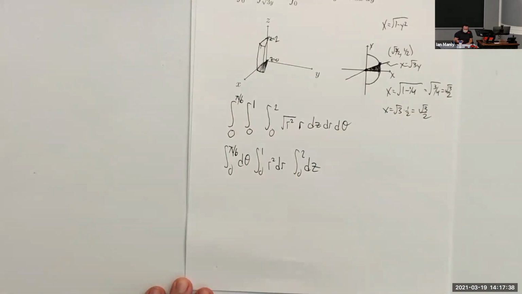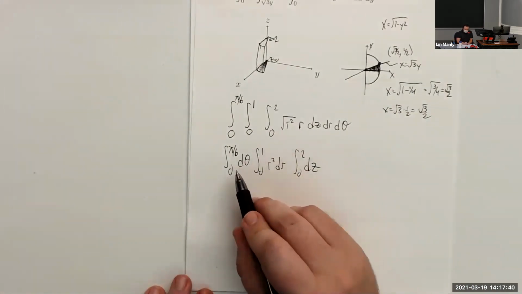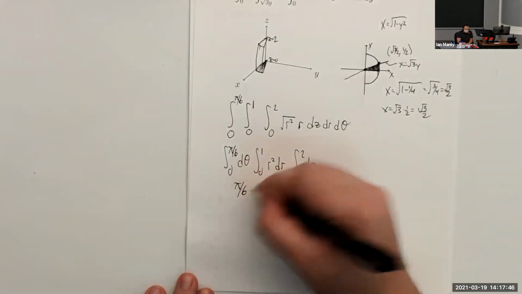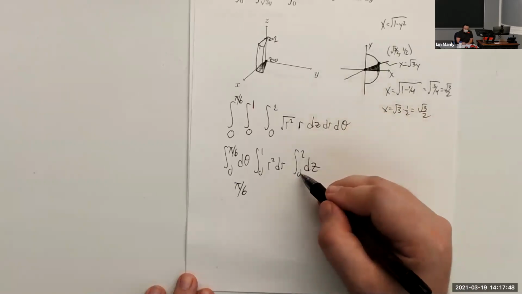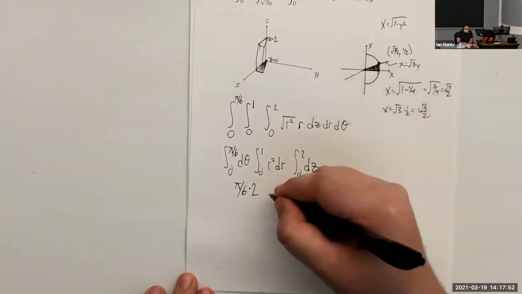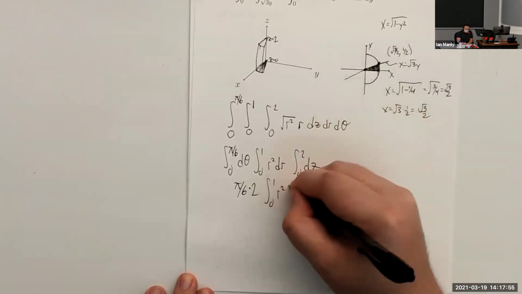All right. So let's see here. The integral from 0 to pi/6 of d theta is pi/6. The integral from 0 to 2 of dz is 2. So I'll just stick that here. And then we have to do this as well.